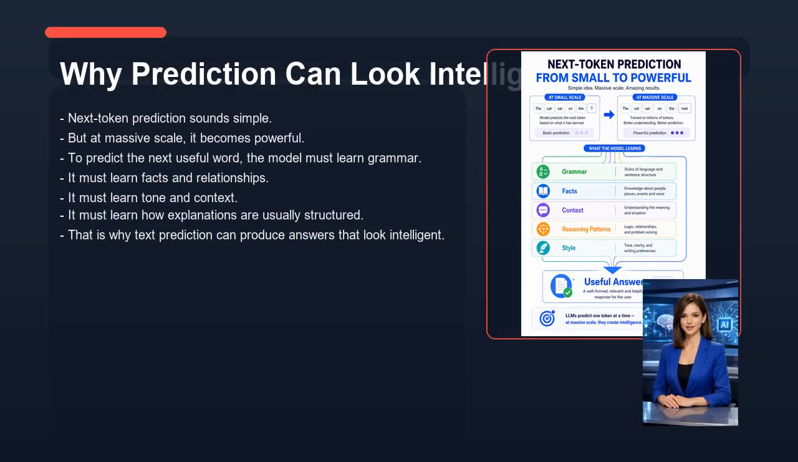Now let's look at why prediction can look intelligent. Next token prediction sounds simple. But at massive scale, it becomes powerful. To predict the next useful word, the model must learn grammar. It must learn facts and relationships. It must learn tone and context. It must learn how explanations are usually structured. That is why text prediction can produce answers that look intelligent.